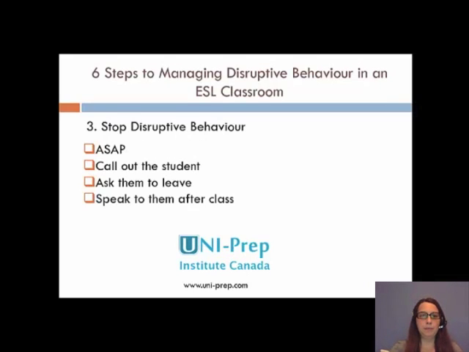That way you can divide disruptive students or put together students who work better with each other. The third step in managing disruptive behavior would be to stop disruptive behavior as soon as it starts to happen. Call out the student and ask them to leave the classroom if it gets to be too disruptive, or you could always speak to them after class.